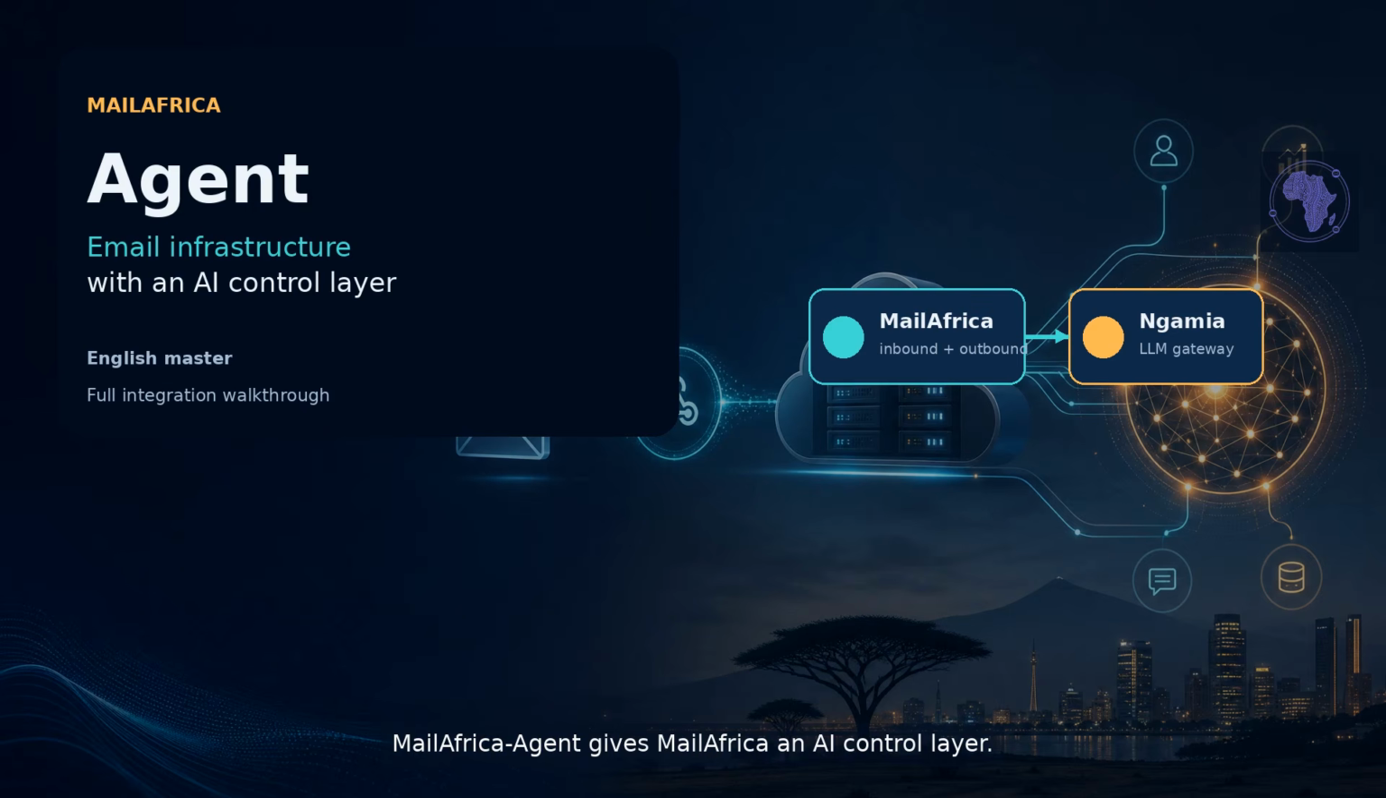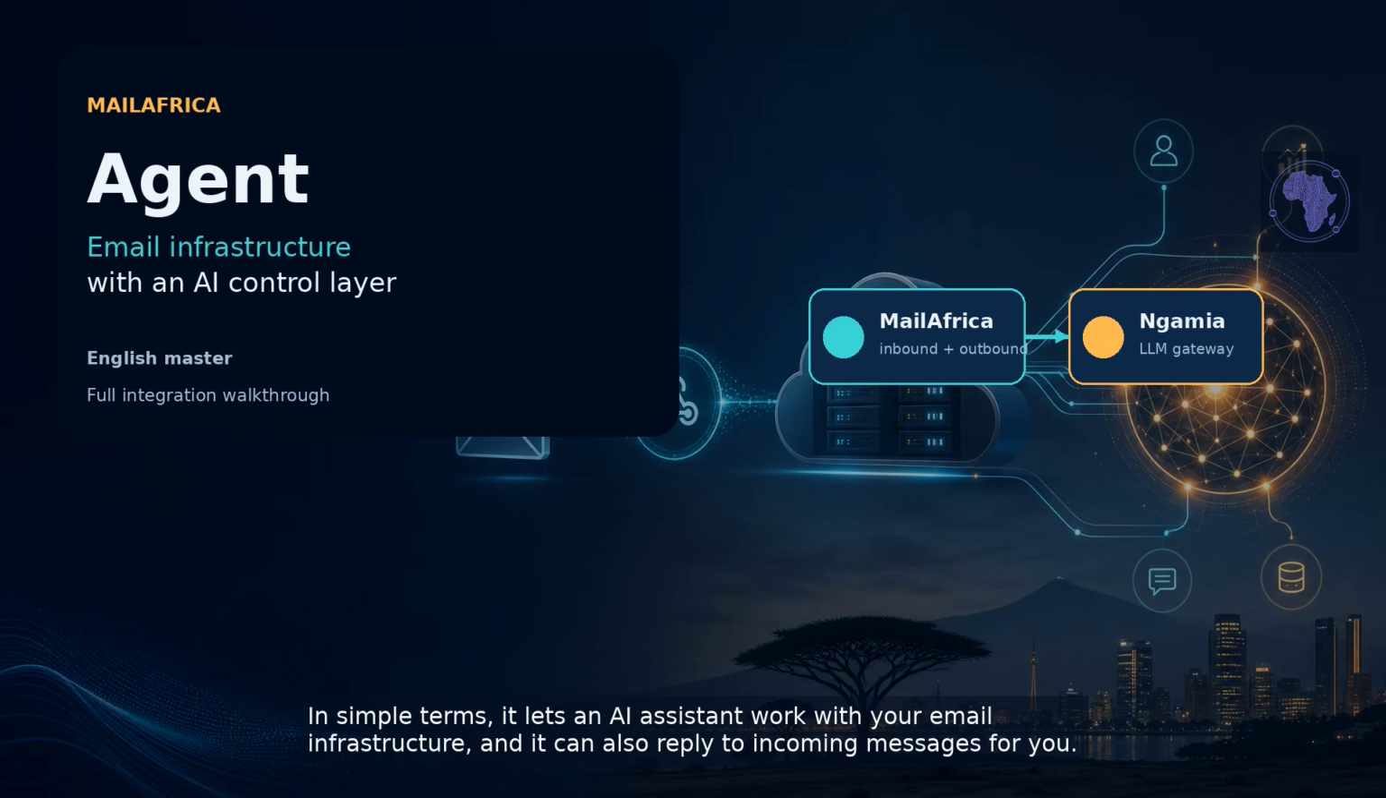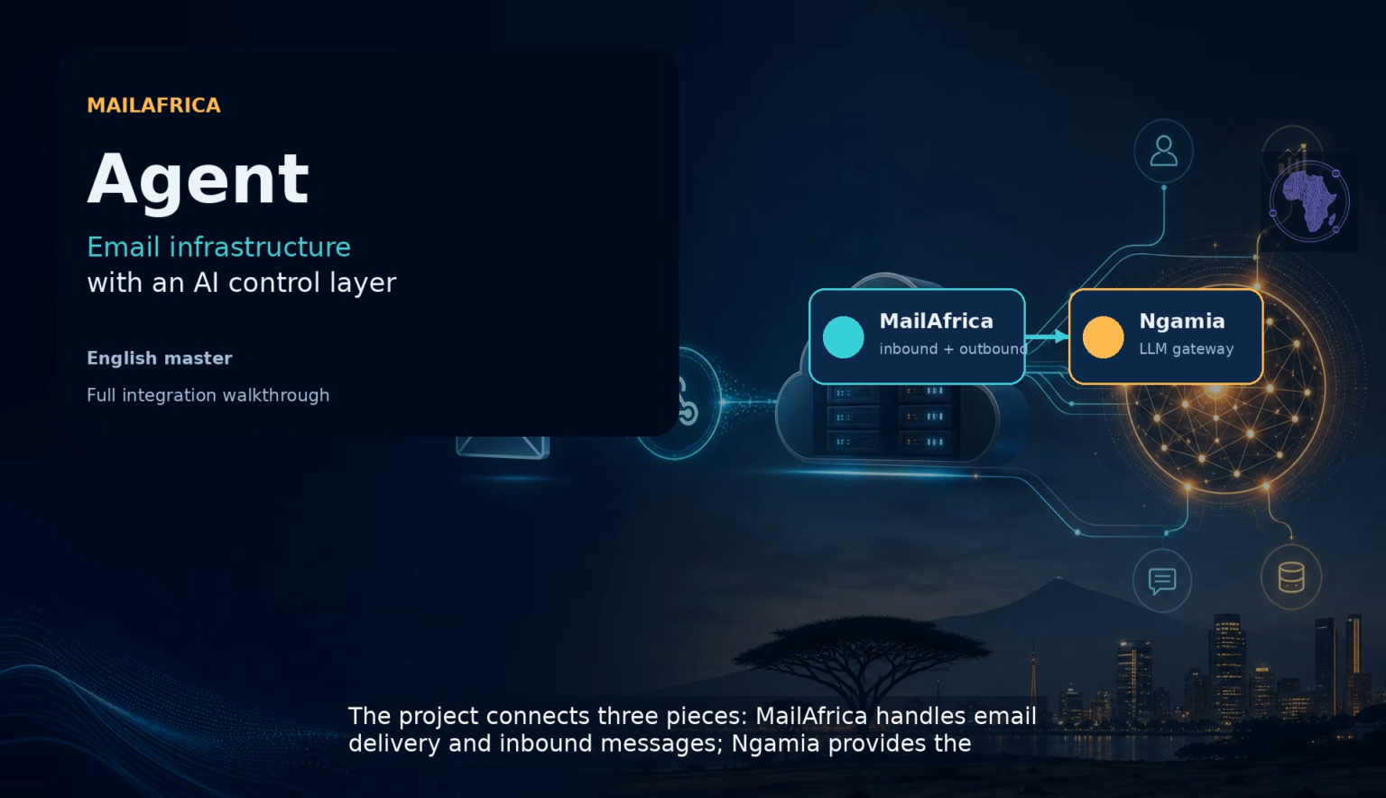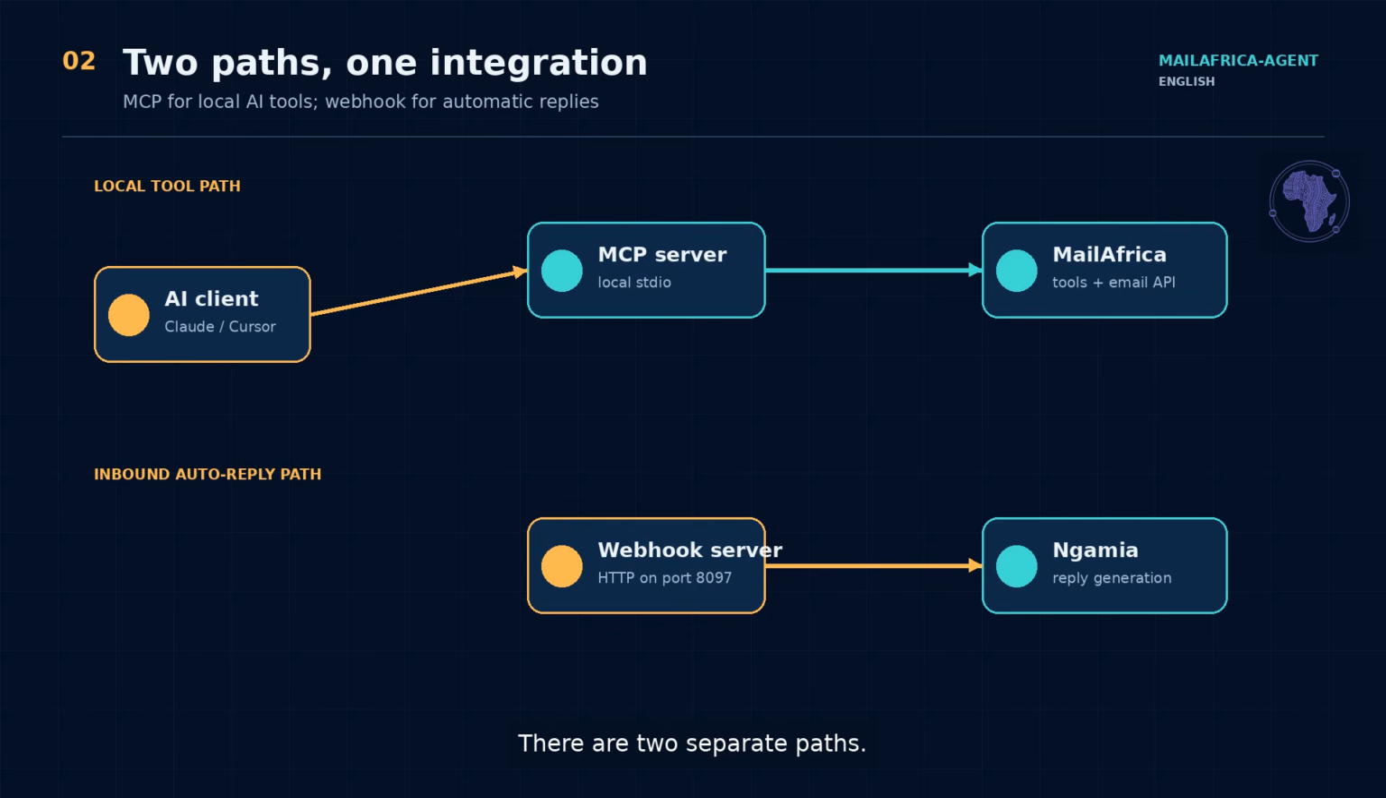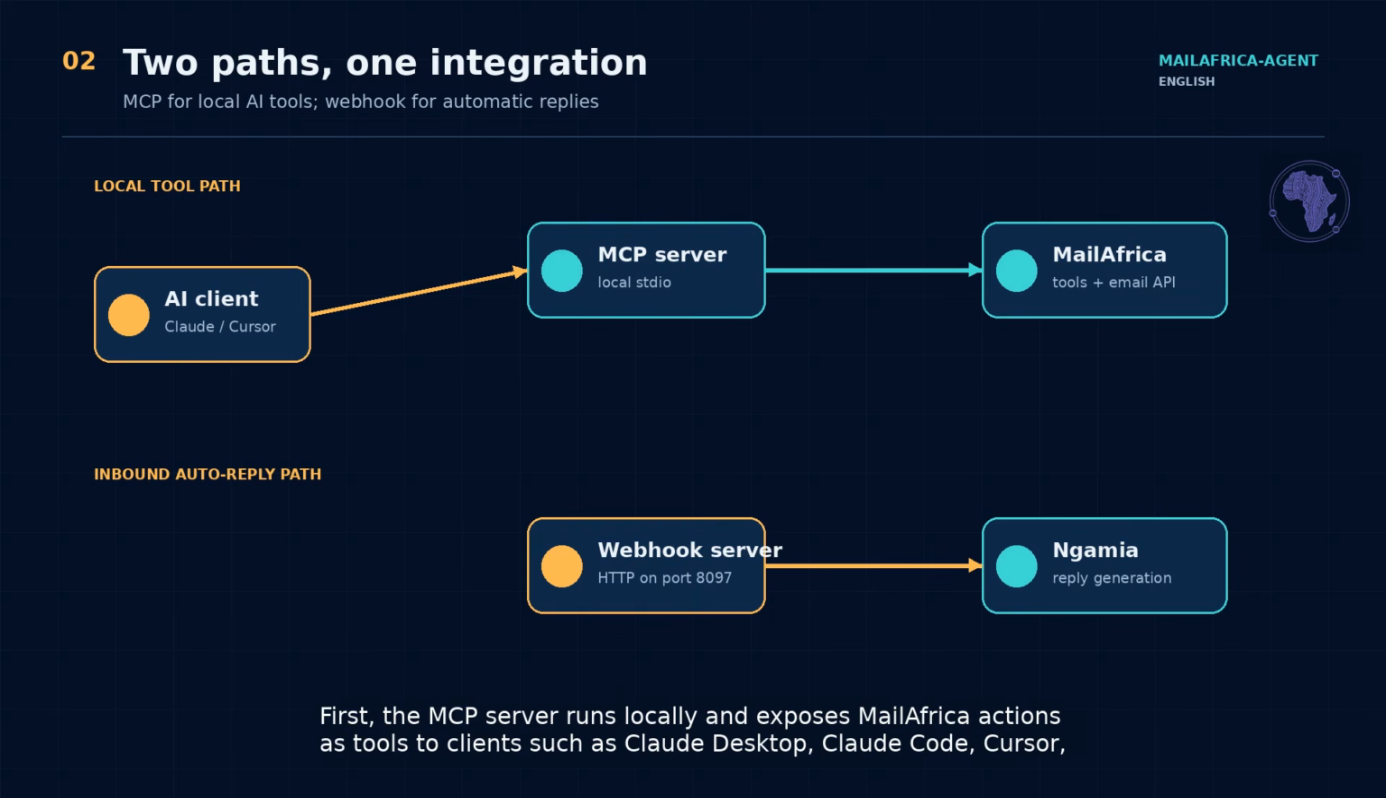MailAfrica Agent gives MailAfrica an AI control layer. In simple terms, it lets an AI assistant work with your email infrastructure, and it can also reply to incoming messages for you. The project connects three pieces. MailAfrica handles email delivery and inbound messages. Ngamia provides the OpenAI-compatible language model, and MailAfrica Agent connects them with Python, FastMCP, FastAPI, and SQLite.